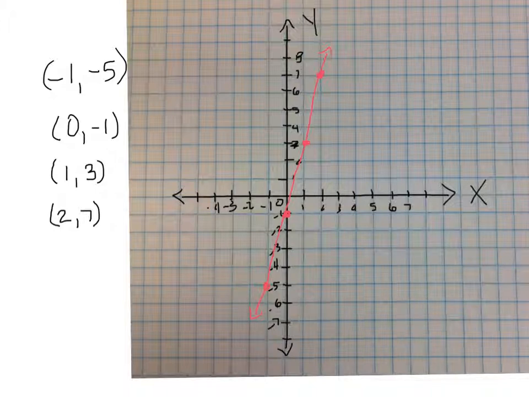Discrete data would be something like if you were buying a CD. You can't buy half of a CD, you can only buy a whole CD. So that would be a time when you do not connect the dots to make a line. Okay, that is it for your review.